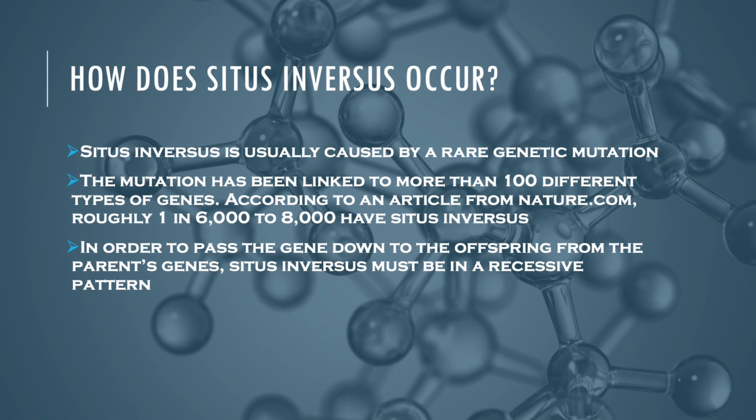So how does situs inversus occur? It usually is caused by a rare genetic mutation. The mutation is linked to 100 different types of genes, and according to an article I got off of nature.com, roughly 1 in 6,000 to 8,000 people have situs inversus. I believe that number has changed to 1 in 10,000 in today's society with the advancement of ongoing research.